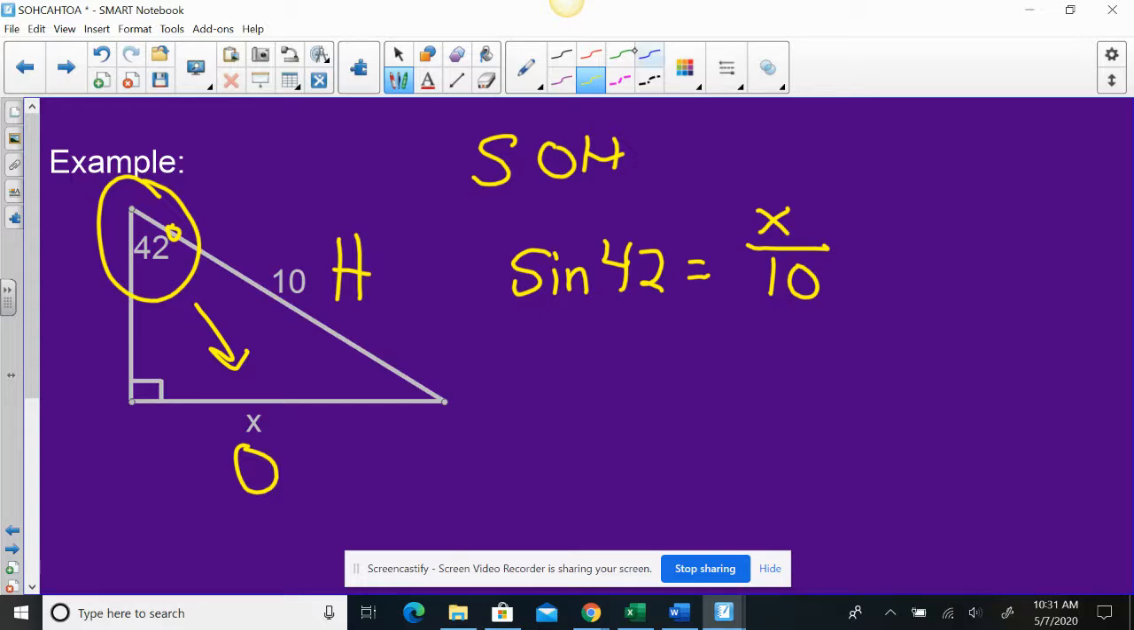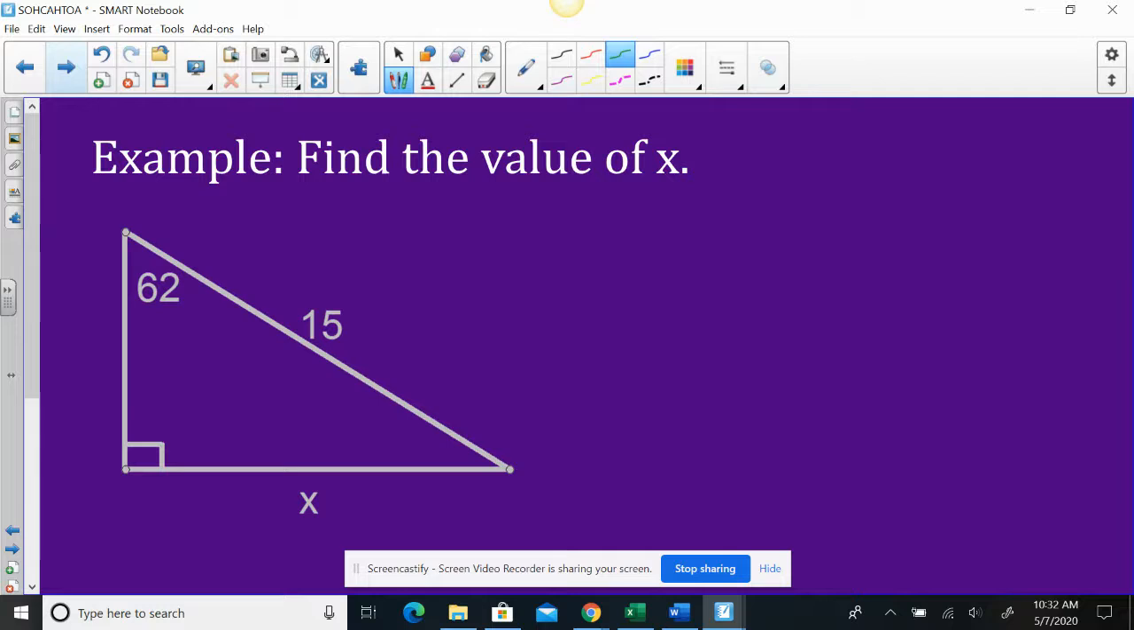So x up high, I'm going to multiply. If you don't want to remember that silly expression, you can always put this over 1, and then we're going to cross multiply, or I just need to undo the 10. However you do it, you're going to have x equals 10 times sine of 42. My calculator is still in degree mode, so I'm just going to enter that in. And I get that x is about, let's round to the hundredths, 6.69. Okay, try this next one on your own, so pause it.